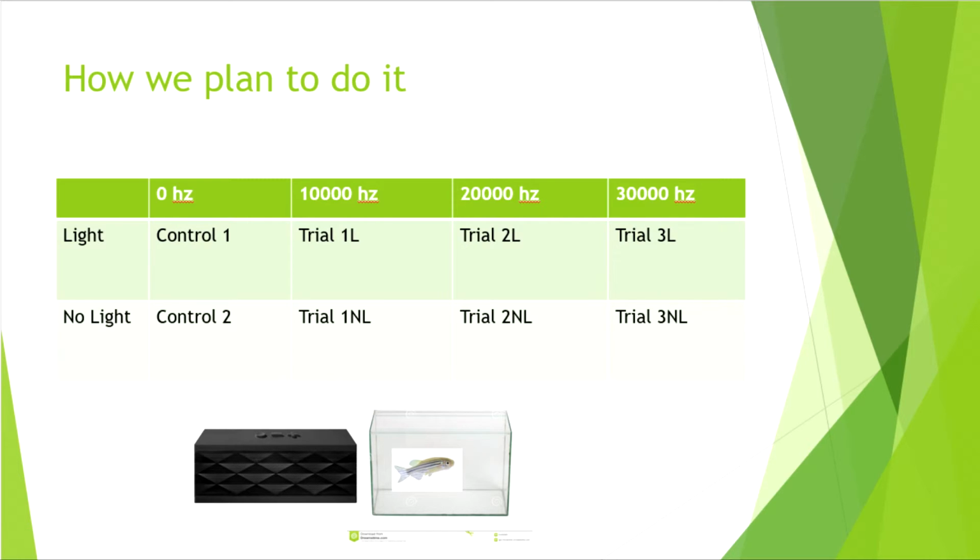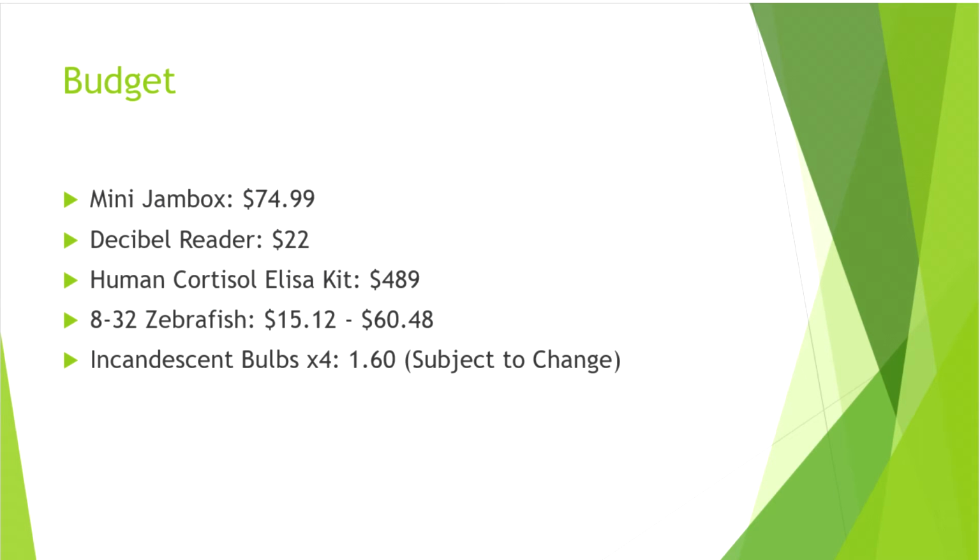We plan to do this by having a speaker taped to the side of the fish tank while it is emitting sound. We will check to make sure the sound is coming through the wall of the fish tank, using a decibel reader so we can adjust the amount of sound being emitted. From there, at the end of the 16 hours, we will use the ELISA kit to measure the level of cortisol in each test center.